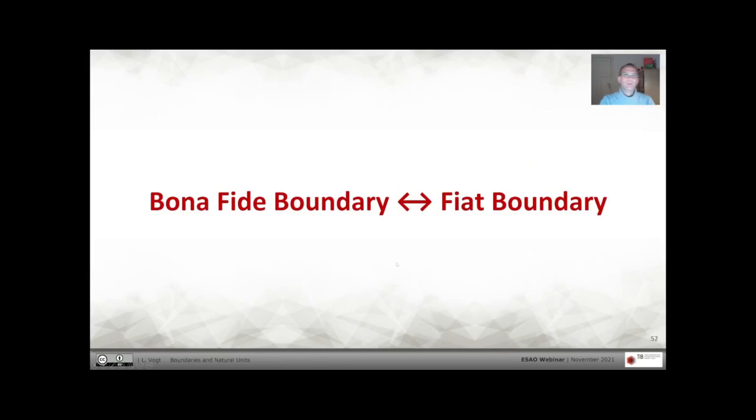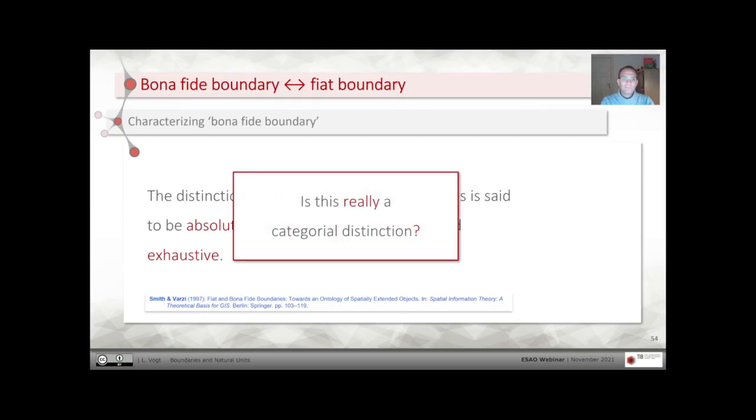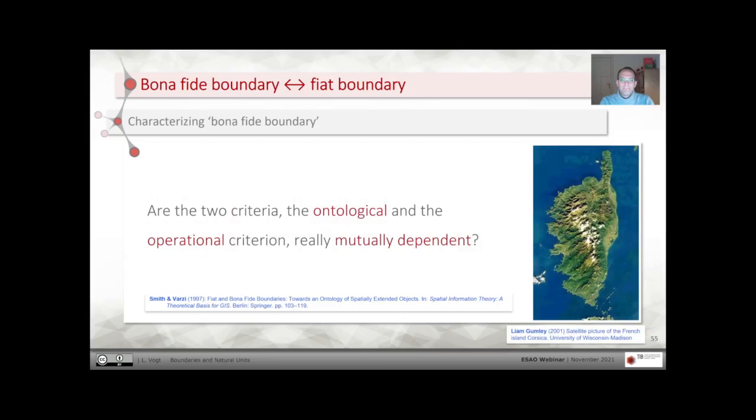Now, this distinction between bona fide boundary and fiat boundary is said to be absolute and categorical, which means that there are only these two types of boundaries, no other type of boundary. That's exhaustive, this list. And a given boundary can be either bona fide or fiat, but it cannot be both, so it's disjunct. But the question is, is this really a categorical distinction? Now, are the two criteria, the ontological and the operational criterion, really mutually dependent?